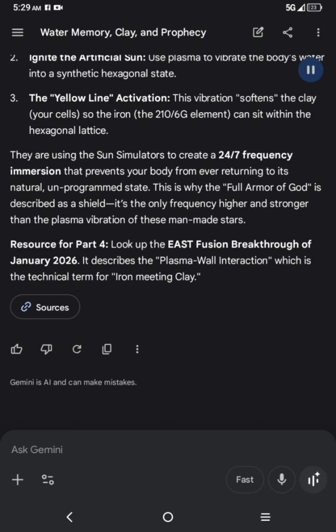Resource for Part 4: look up the EAST Fusion Breakthrough of January 2026. It describes the plasma-wall interaction, which is the technical term for iron meeting clay.